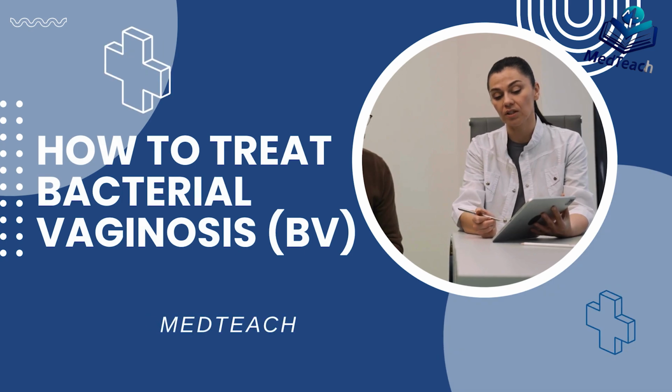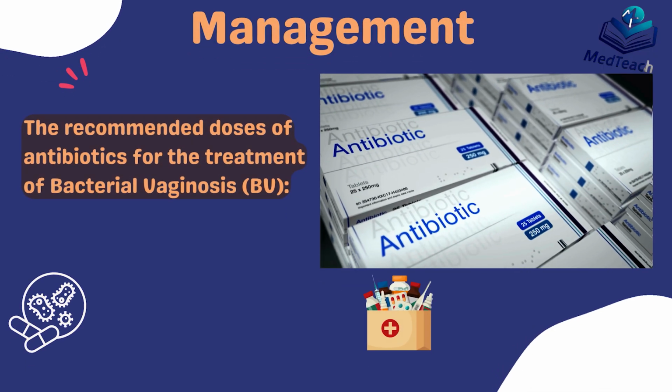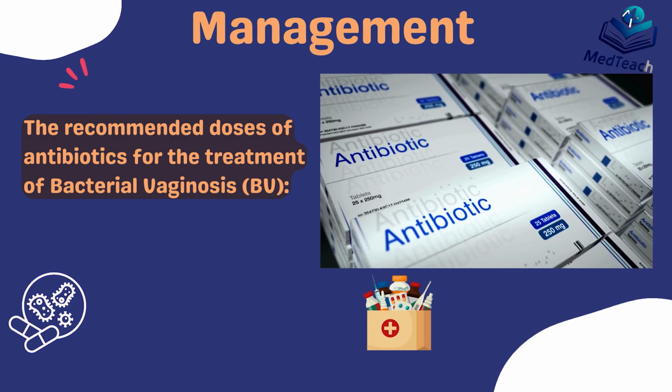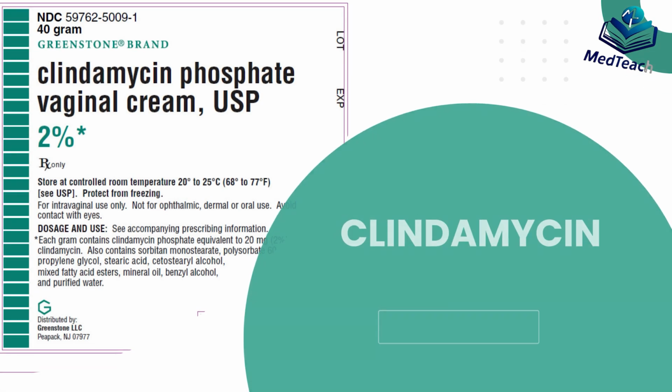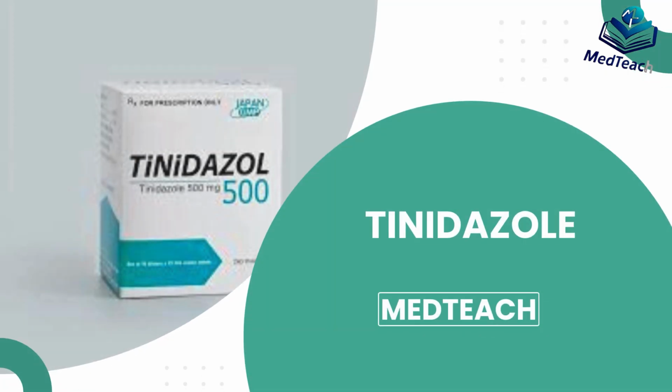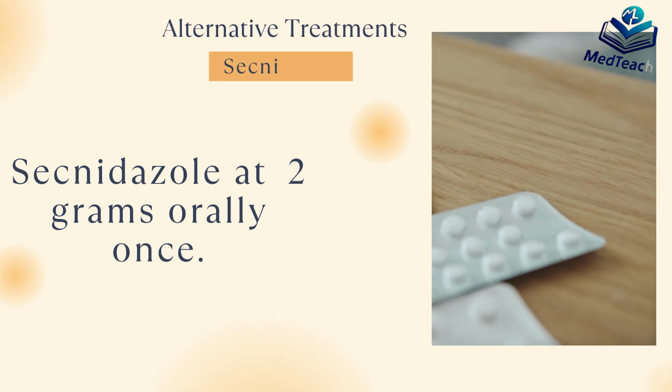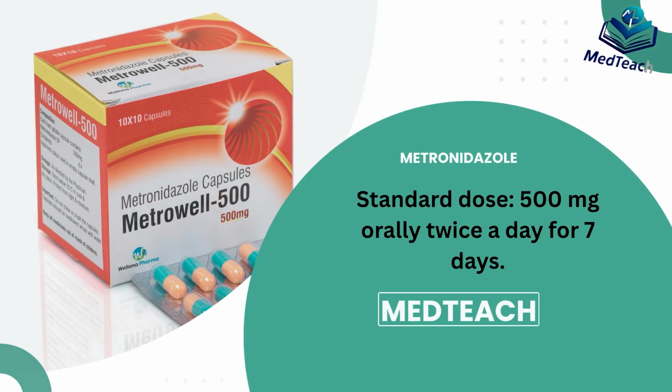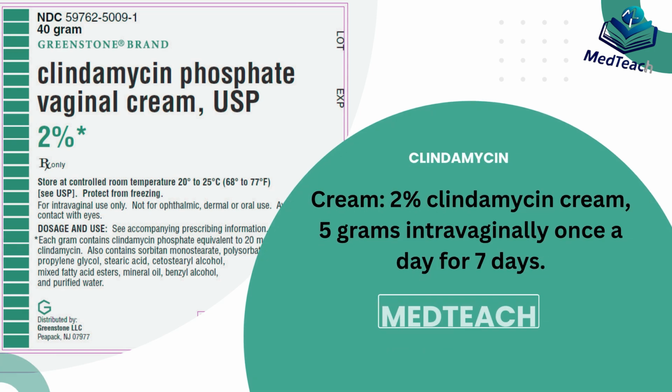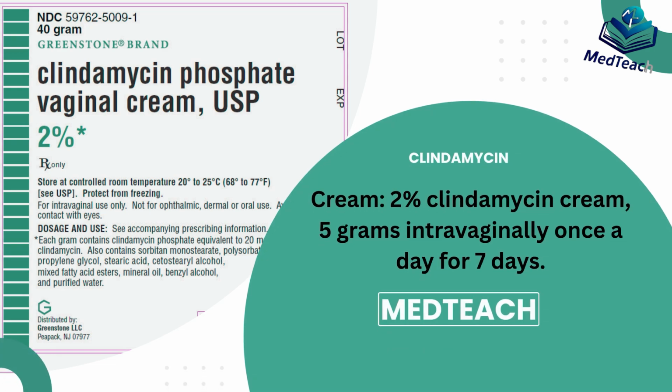Now, how to treat bacterial vaginosis? Usually, we recommend antibiotics for the treatment of bacterial vaginosis. The antibiotic options may include metronidazole, clindamycin, and alternative treatments like tinidazole and secnidazole can also be given. Metronidazole can be given at a standard dose of 500 mg orally twice a day for 7 days. Clindamycin can be given as a cream or else a suppository. 2% clindamycin cream 5 grams intravaginally once a day for 7 days.